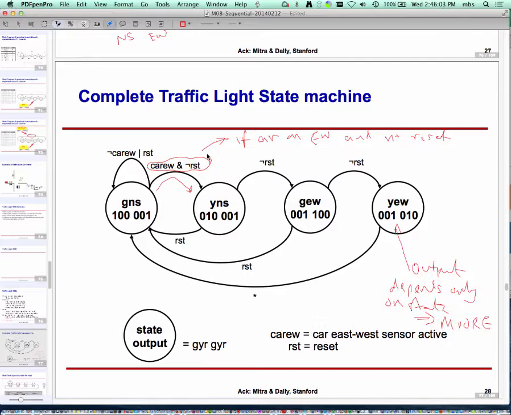And here we do not have a slash output because this is a Moore machine, so I have put the output already inside the node.